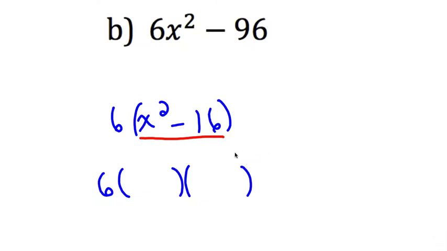And now this right here gets factored. What times itself gives you x squared? That's x times x. What times itself gives you 16? That's 4 times 4. One of them is a plus, doesn't matter which one. One of them is a minus, make it the other one. There's your final answer.